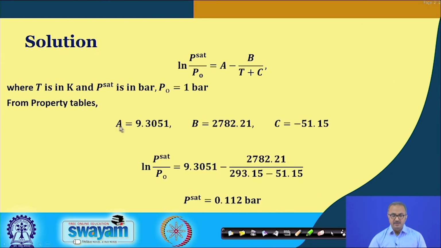So, from the property tables you obtain these A, B, C values and plug them into this particular formula, and you get the P sat value as this. That means the vapor pressure is much lower than the atmospheric pressure, that is 1 bar. What does it signify? Because it has such a low vapor pressure, this particular liquid will have very low tendency to go to the vapor phase, especially under atmospheric condition, even at that temperature. It is not going to evaporate much, or it will be evaporating very slowly.